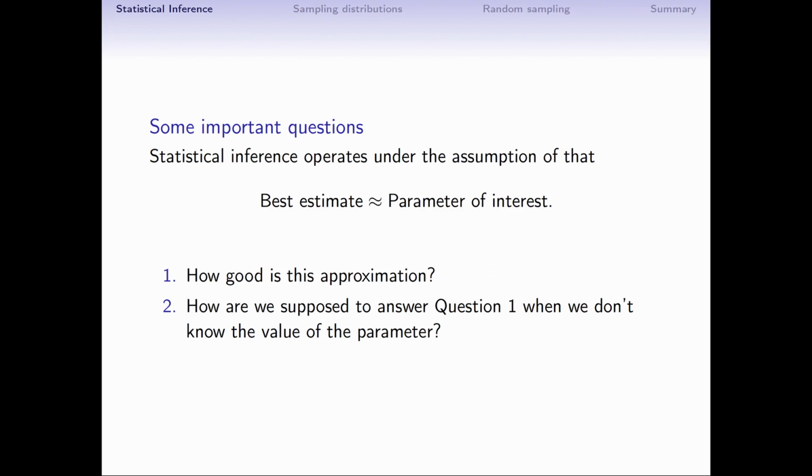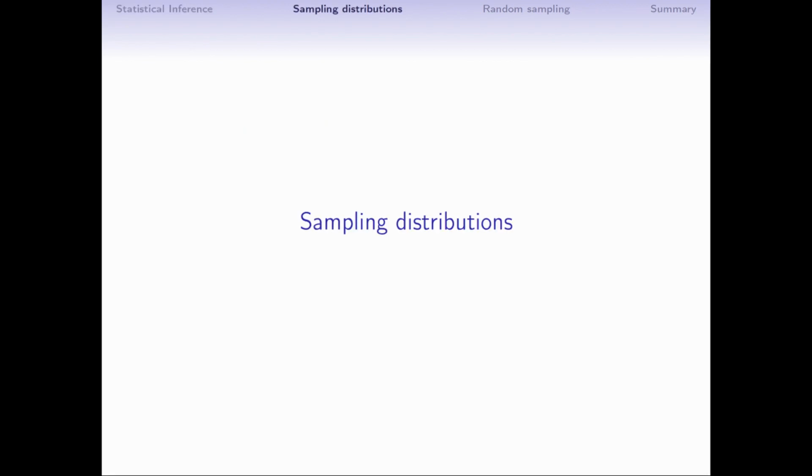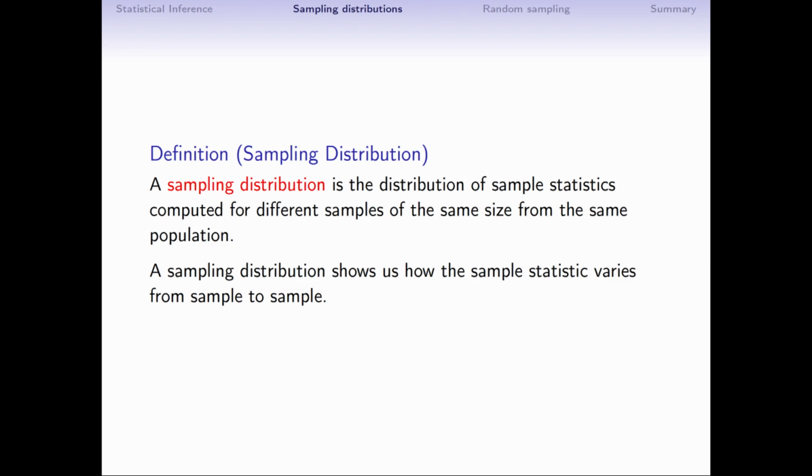So those are some of the topics and some of the questions that we hope we'll answer by the time we leave this section. This leads us to our next topic, sampling distributions. So what is a sampling distribution? A sampling distribution is the distribution of sample statistics computed for different samples of the same size from the same population. A sampling distribution shows us how the sample statistic varies from sample to sample.